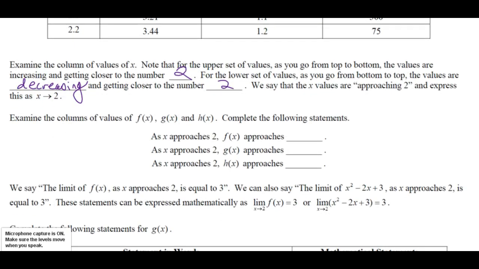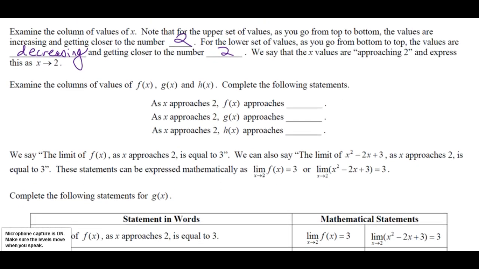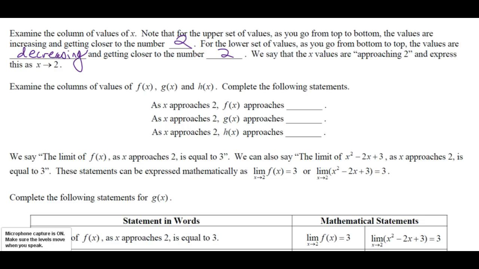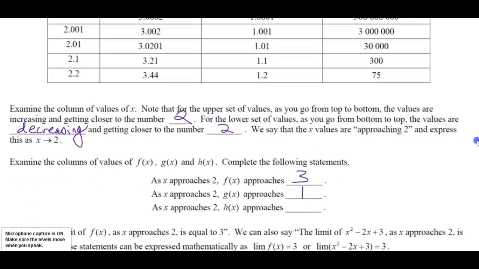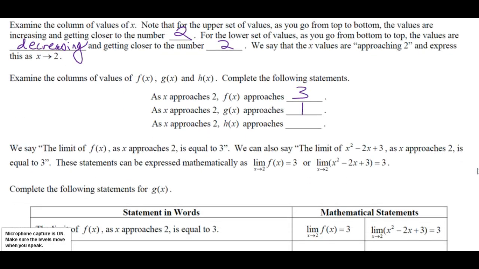Now, let's take a look at the columns f of x, g of x, and h of x and complete the following statements. As x approaches 2, what's f of x approaching? 3. For g of x, as x approaches 2, g of x approaches 1. And as x approaches 2, h of x approaches infinity, right? It's getting pretty big. Infinity. Not the greatest infinity symbol ever.